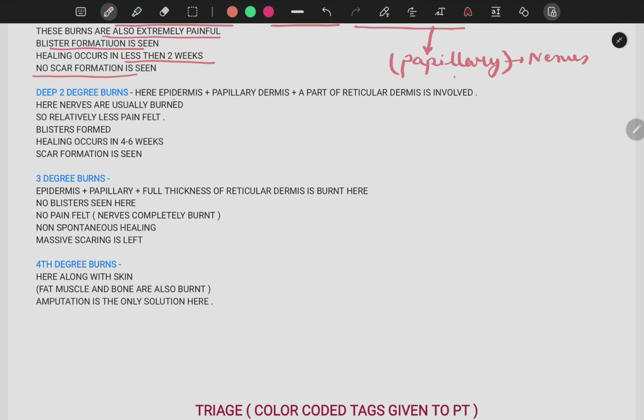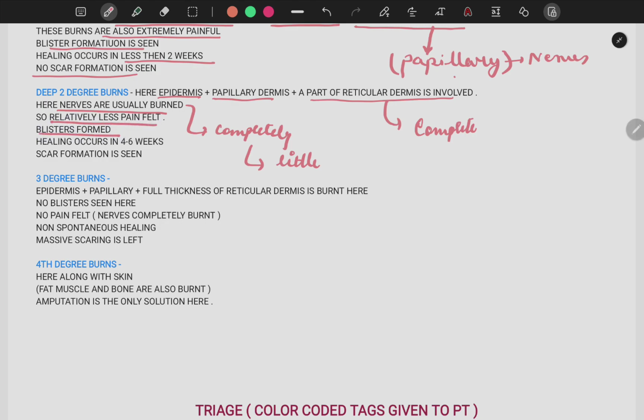Deep second degree burn में क्या होता है? With the epidermis, the papillary dermis is also involved, and also a part of your reticular dermis is going to be involved. Remember, I am not saying that complete reticular dermis is involved, just a part of it. Here also the nerves are going to be burned. When nerves are completely burned, then in this case no pain is going to be felt, or maybe just a very little bit of pain, because nerves are the ones which make you feel the sensations, and when the nerves are burned, obviously the pain is going to be relatively less.